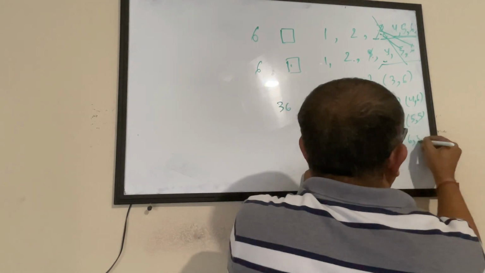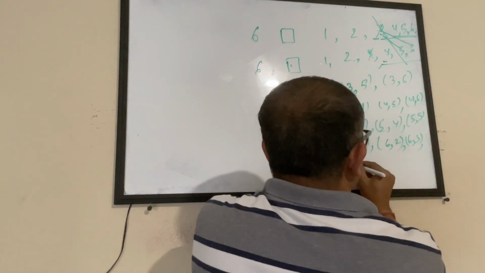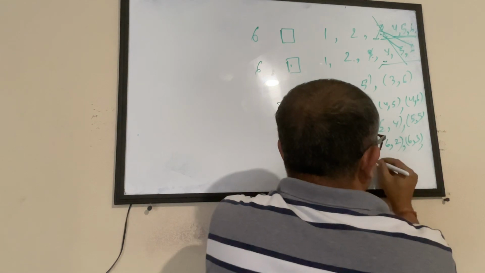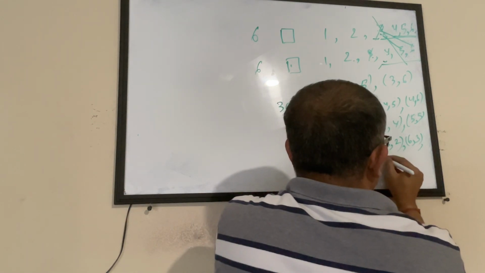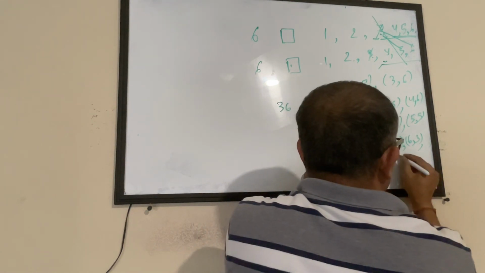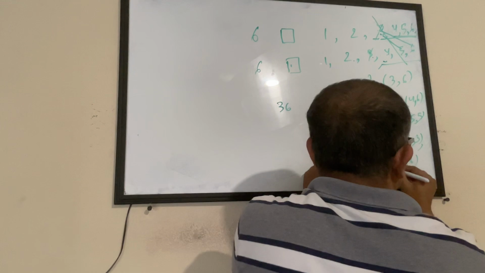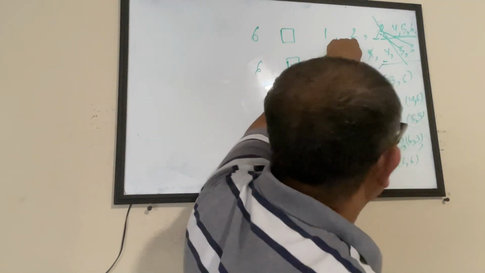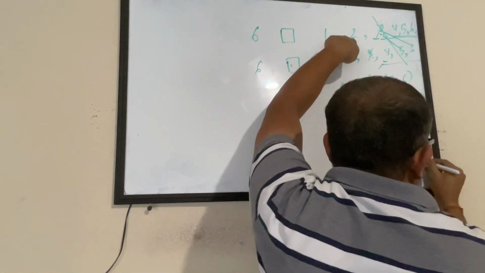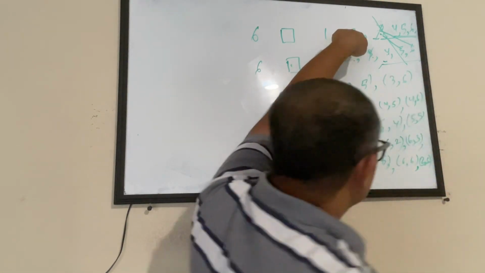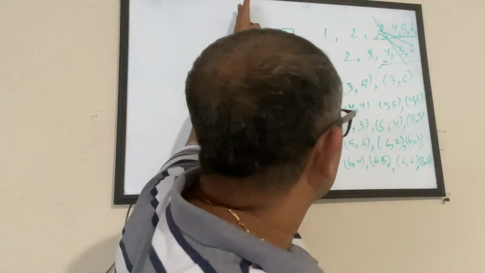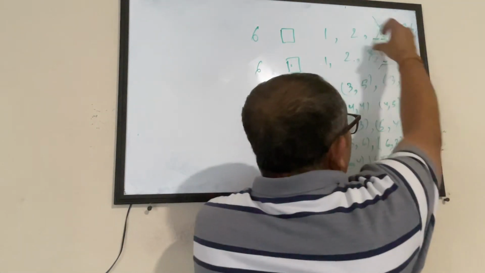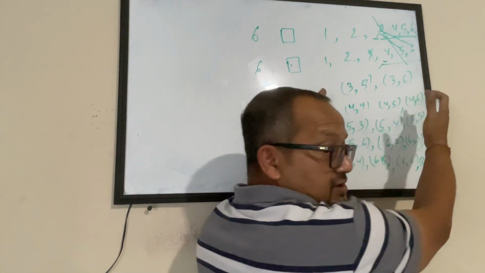6 and 3 is another option. 6 and 4 is another option. 6 and 5, 6 and 6. And since, again, we overlooked 2, 2 and 6 is another option. So basically, from this one, what you have to do is know the total count and look at the different combinations which will give you more than 7.